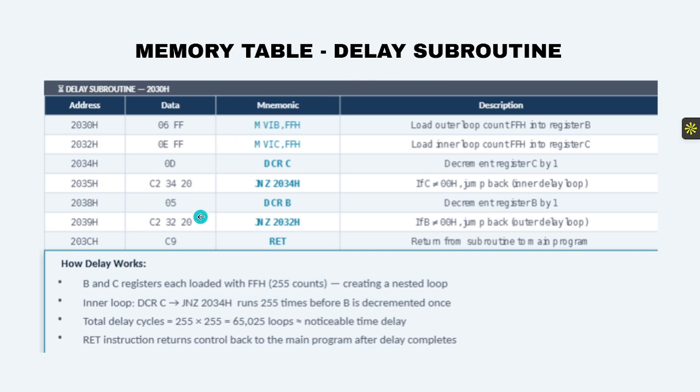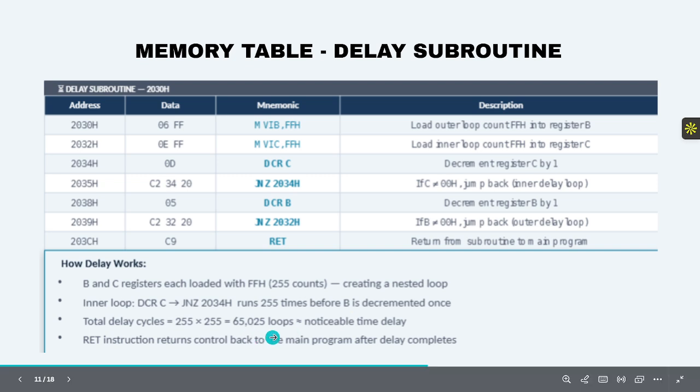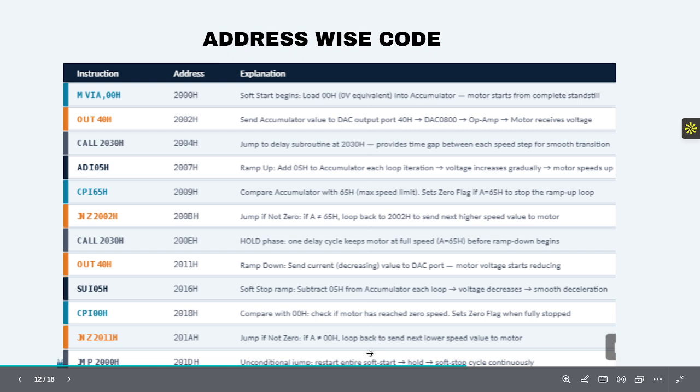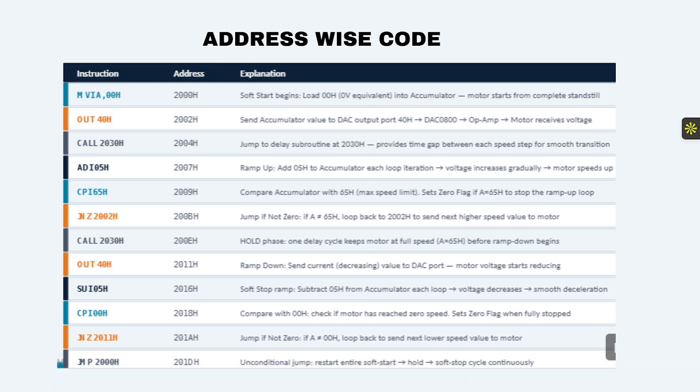Delay subroutine. So how does the delay work? B and C registers are each loaded with FFH, meaning 255 counts, creating a nested loop. The inner loop decrements C, JNZ 2034 runs 255 times before B is decremented once. So the total delay cycles will become 255 times 255, that is 65,025 loops. That is a noticeable time delay. So the RET instruction returns control back to the main program after the delay completes. So this is the address wise code.